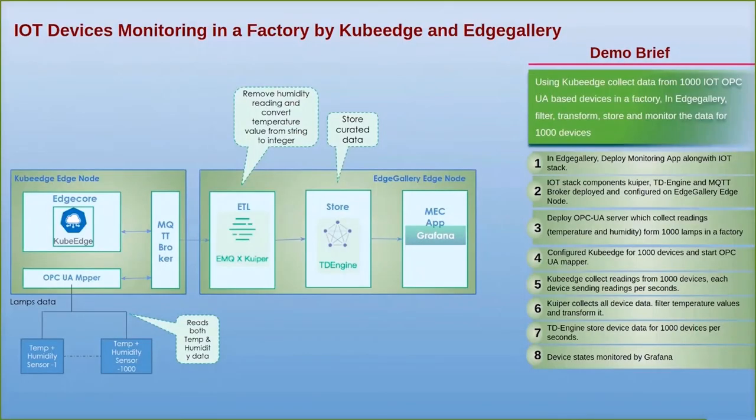There are thousands of IoT devices which are OPC UA based in a factory. So here, KubeEdge is used to collect data from these devices, which are sending 1,000 readings per second. And this data goes to EdgeGallery. EdgeGallery runs an ETL engine, lightweight data store, and a visualization application.